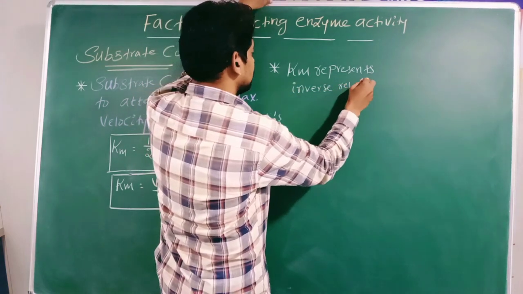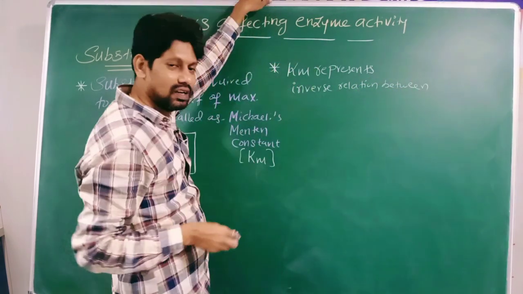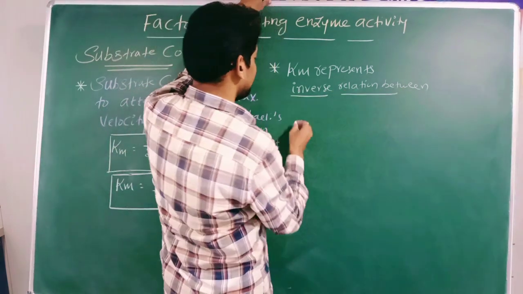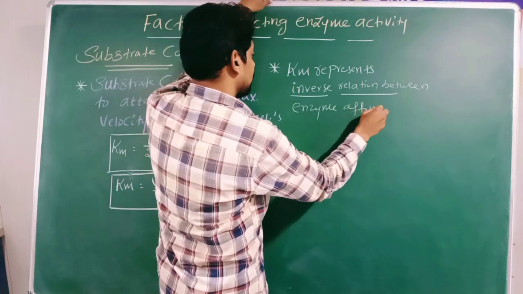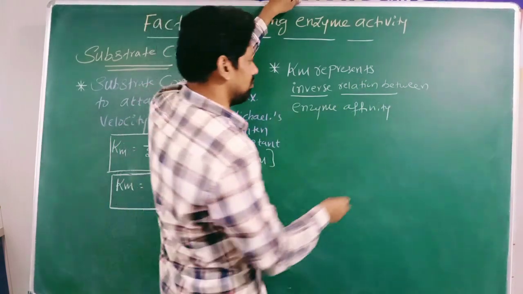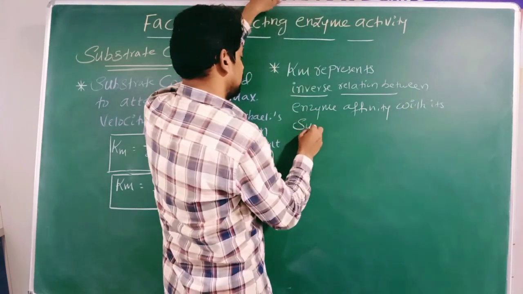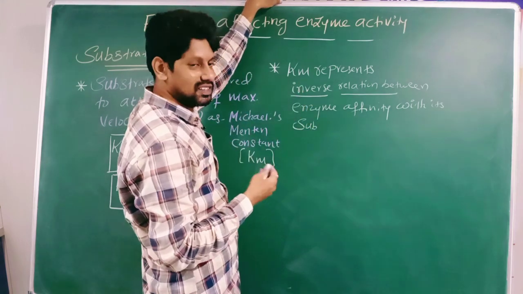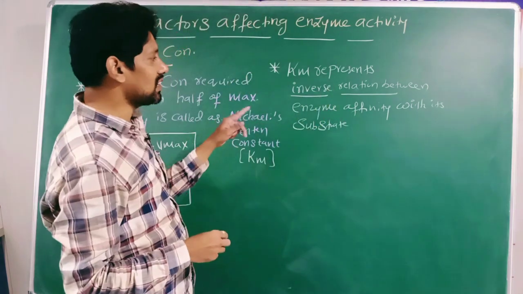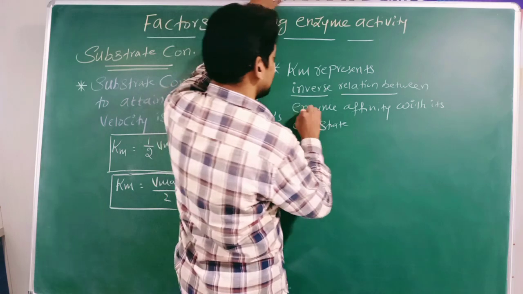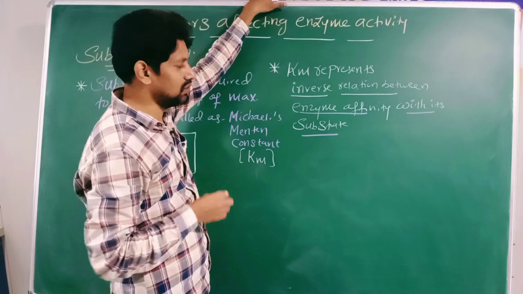Inverse relation. Inverse relation between what, sir? It represents inverse relation between enzyme affinity with its substrate. In the textbook it is given as enzyme affinity with its substrate. Therefore, inverse relation between enzyme affinity with its substrate. Okay, what does it mean, sir?